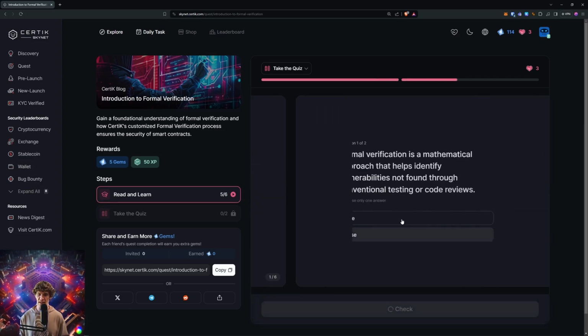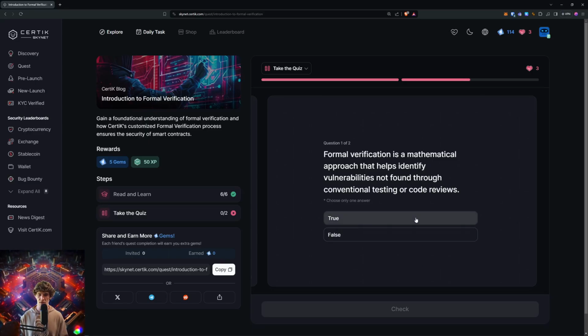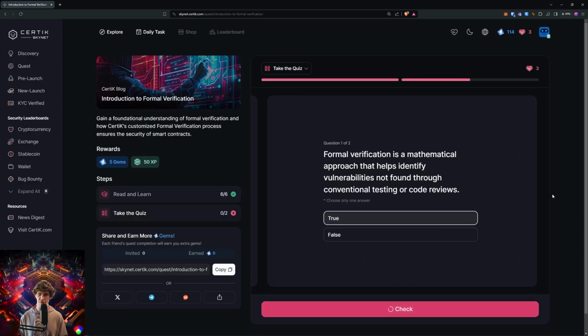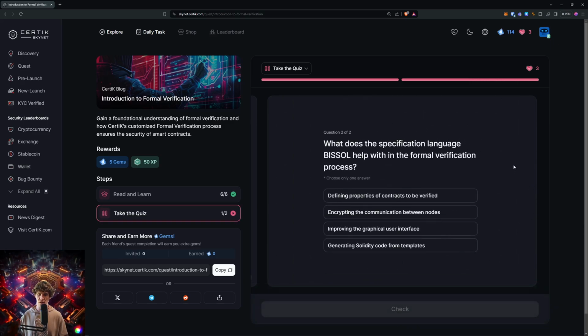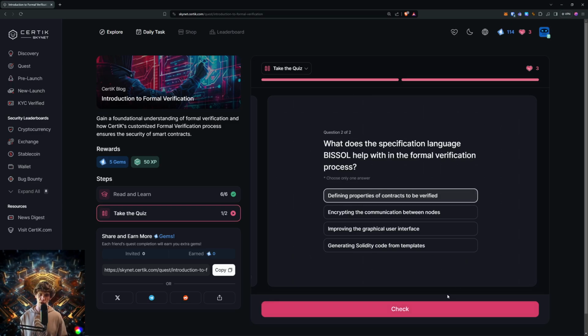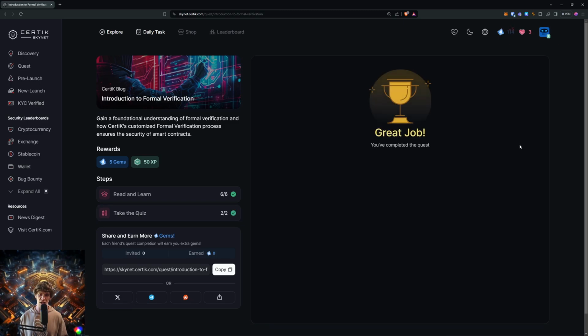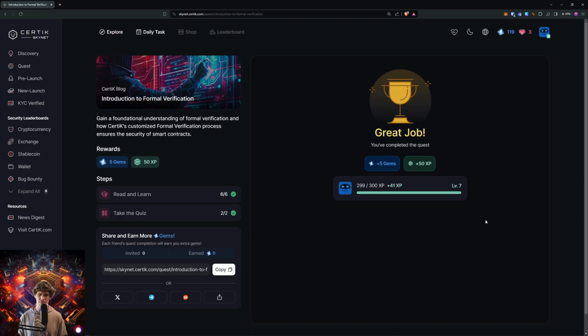Sample issues identified. So yes, formal verification, mathematical approach. Defining properties of contracts to be verified. Bada boom, there you go.